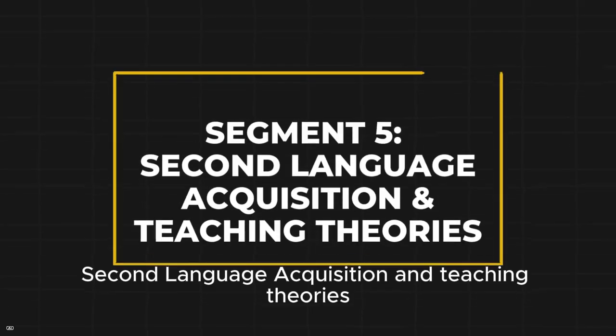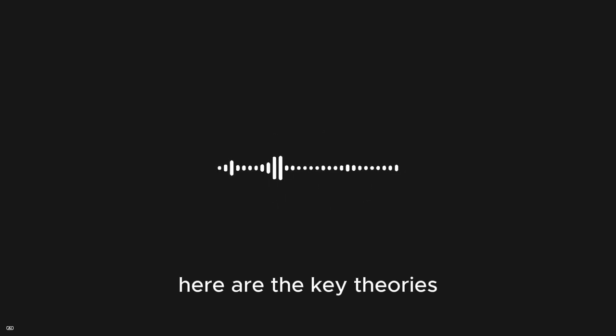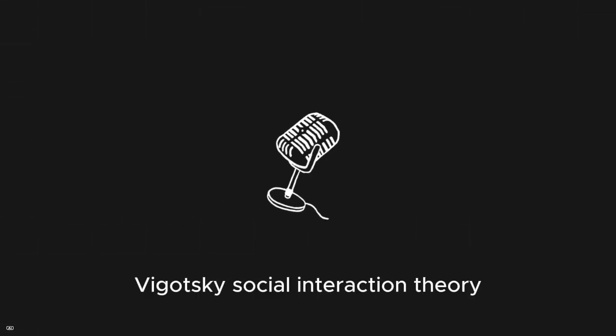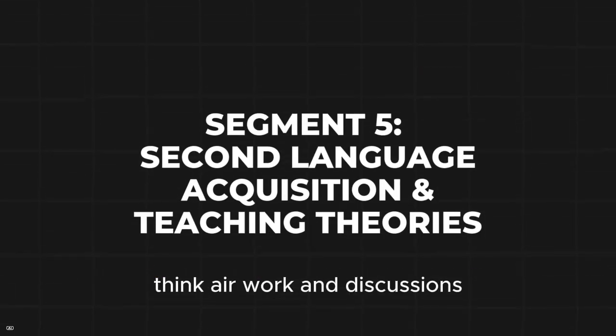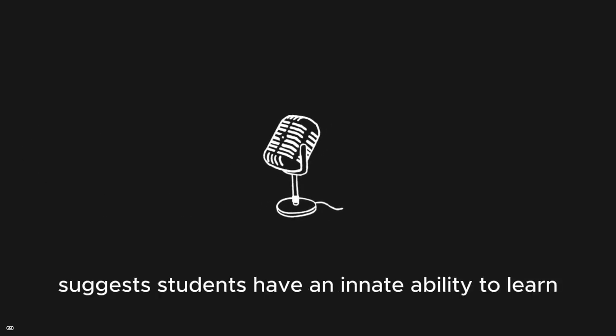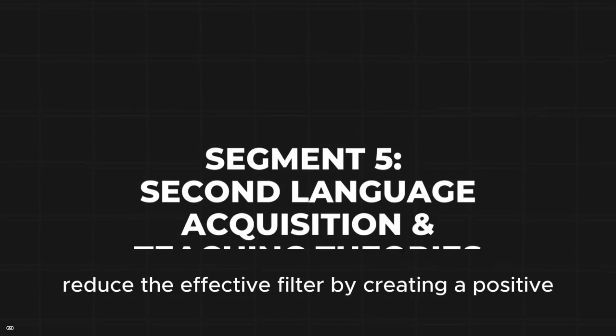5. Second language acquisition and teaching theories. How do students acquire a new language? Here are the key theories. Krashen's monitor model: language is acquired through comprehensible input and a low-stress environment. Vygotsky's social interaction theory: learning happens through communication with others, think, pair work, and discussions. Chomsky's universal grammar suggests students have an innate ability to learn language patterns. Key strategy: reduce the affective filter by creating a positive, supportive classroom environment.